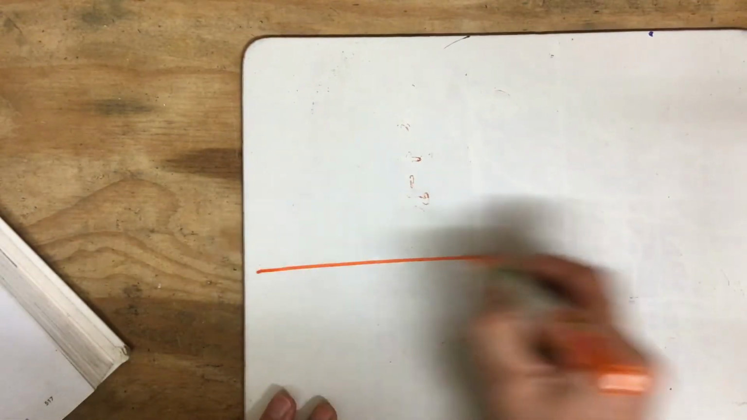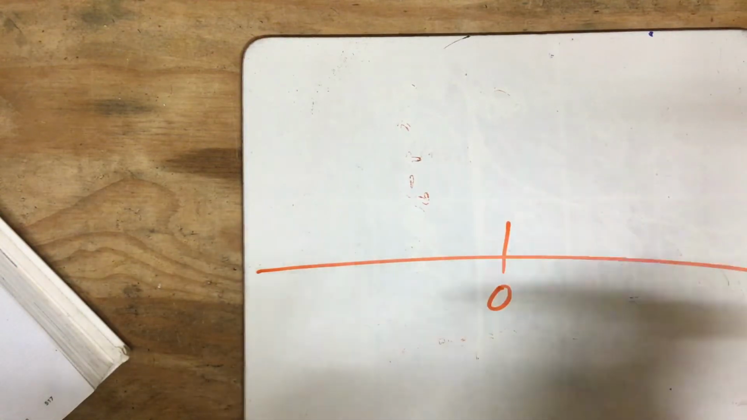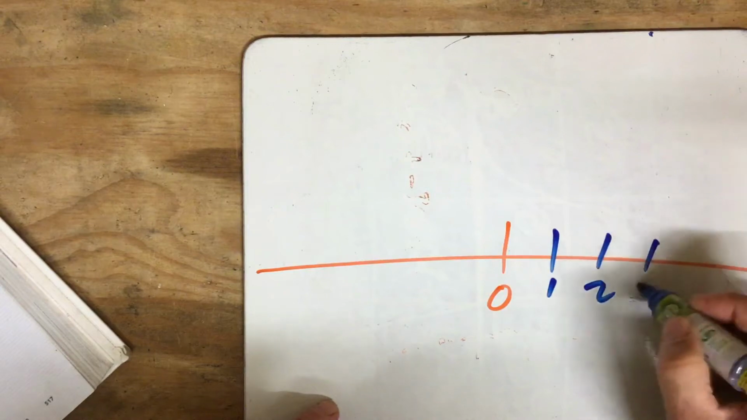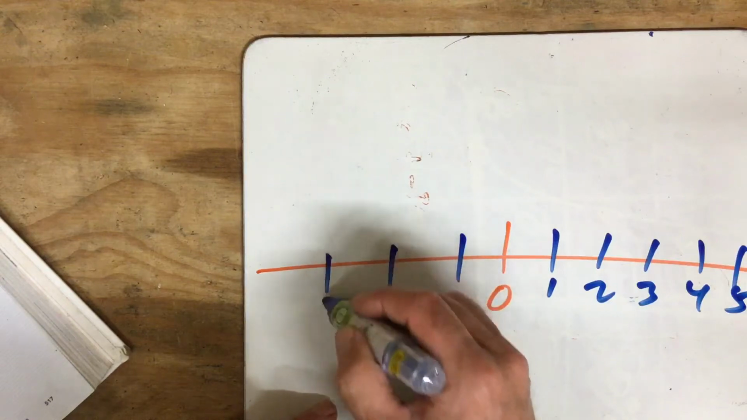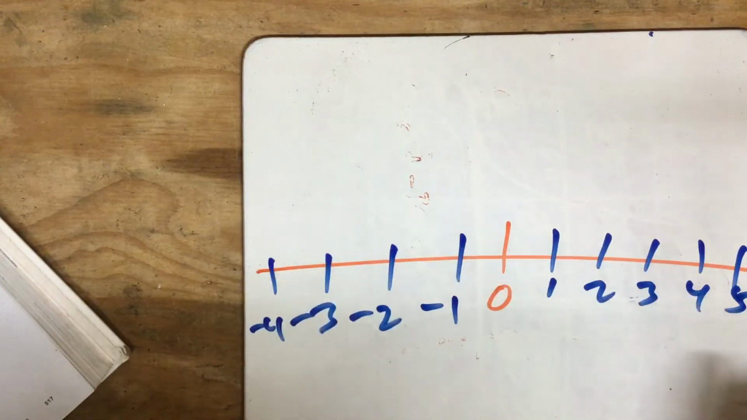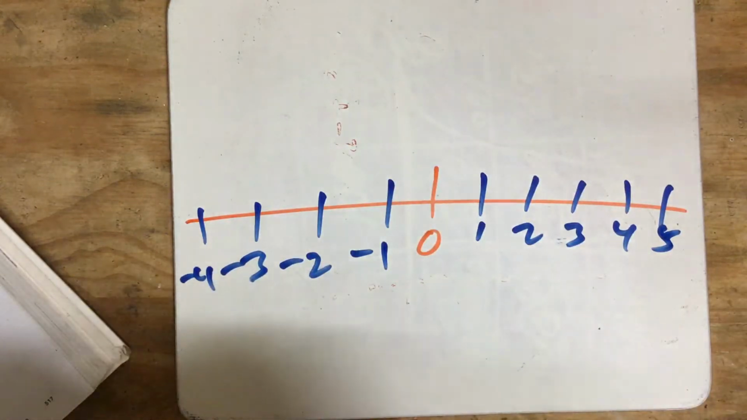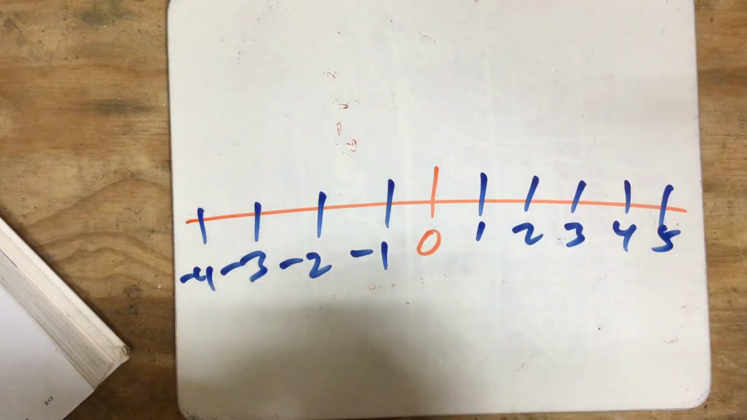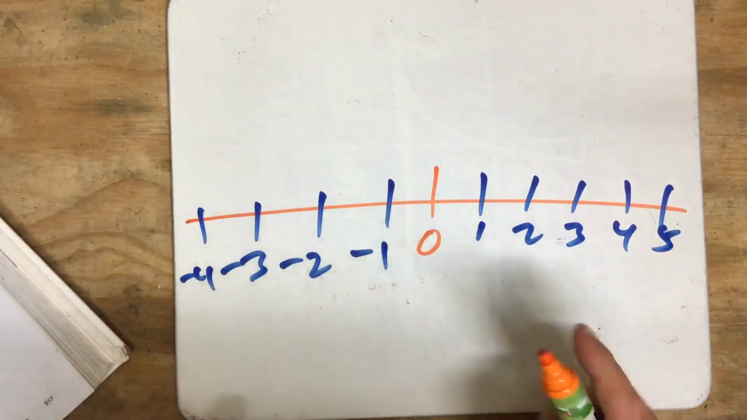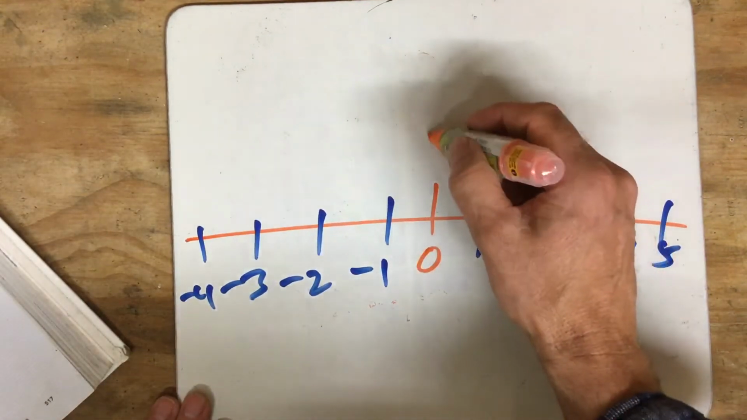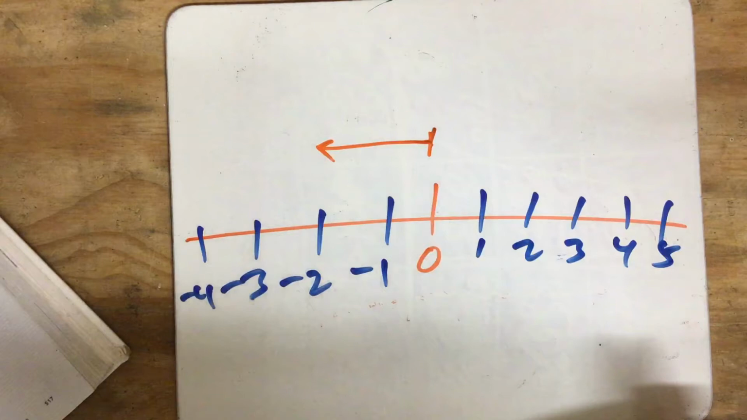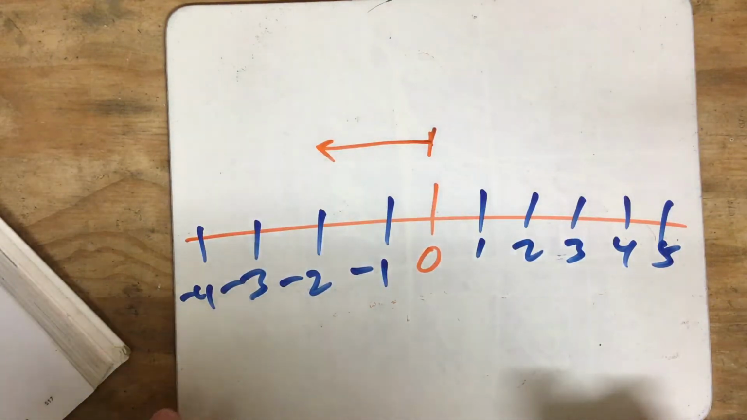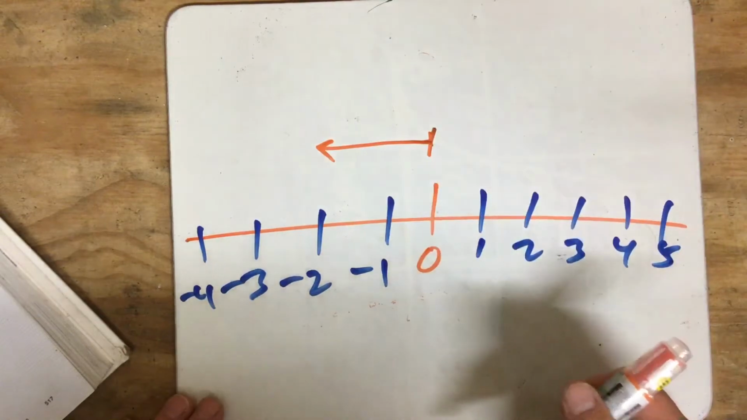Let's go with some smaller numbers. I've got a 1, 2, 3, 4, 5, -1, -2, -3, -4, now I'm off the board. Okay, if I said you owed me $2, so you went down into the hole $2. But then Susie gave you $5. Well, how much money do you really have now?